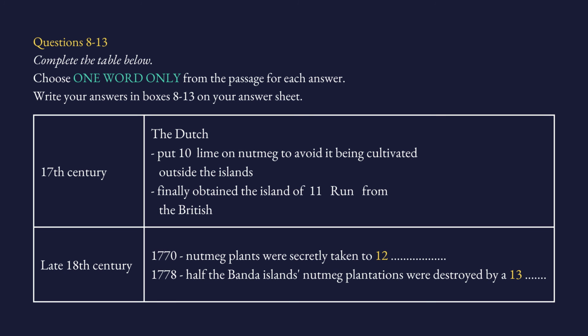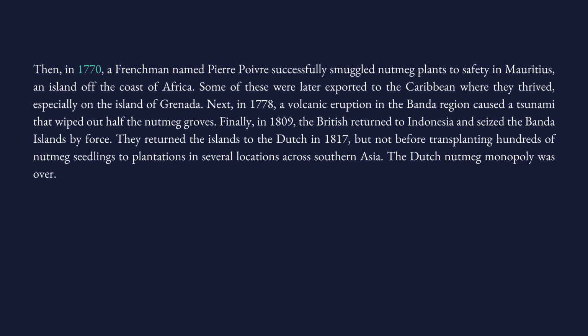So questions 12 and 13. Now pay attention, we move to the next category, late 18th century. So this is also a key phrase. Let's go to number 12, 1770. The nutmeg plants were secretly taken to, we don't know where. So what are the keywords? The key phrase, late 18th century, 1770. Well, this makes it easy. Nutmeg plants secretly taken. Let's go to the passage. Paragraph number 6, 1770. Smuggled, which means taken secretly. Nutmeg plants. Perfect. Let's read it.